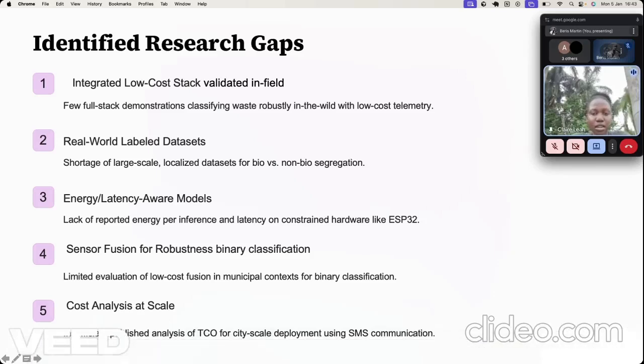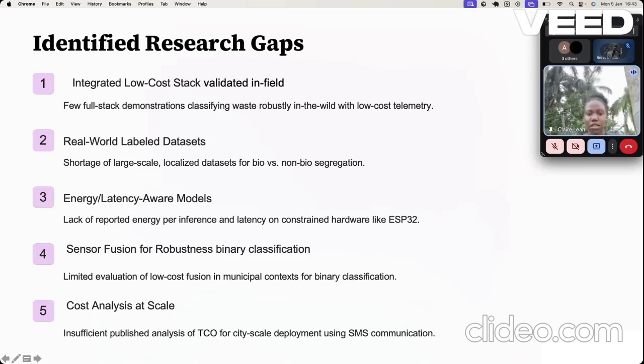The research gaps, and the first one is the integrated low-cost stack validated in field. Mainly, there is no integrated low-cost system, and most of the existing systems focus on only one part, like field level monitoring or cloud-based classification. Very few studies demonstrate a complete low-cost system that classifies waste, runs on edge hardware, and uses SMS communication with measured real operational cost.